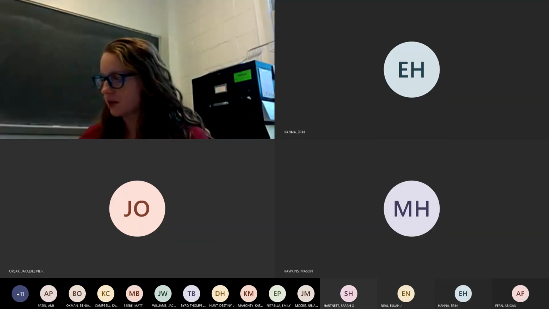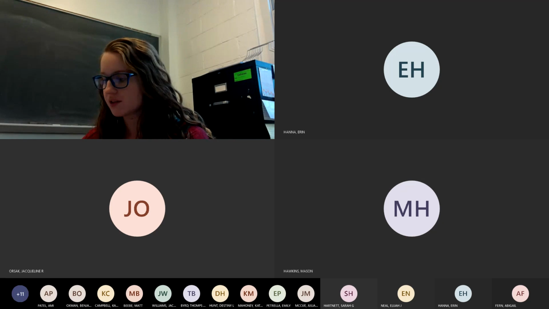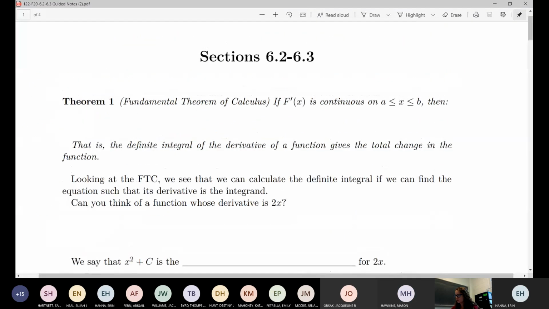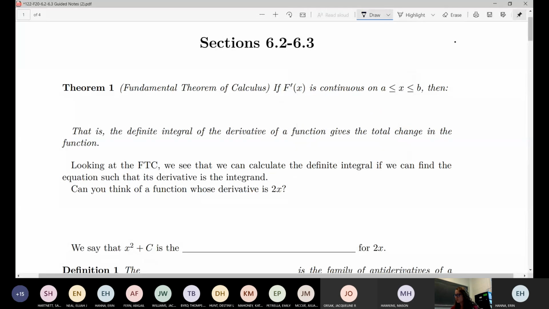So, as I mentioned already, we are jumping over to chapter 6, and we are not doing 6.1. I have never taught 6.1 in my entire time I've been teaching this class. Hopefully changing over to the other.